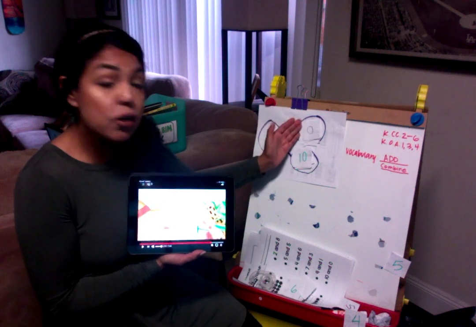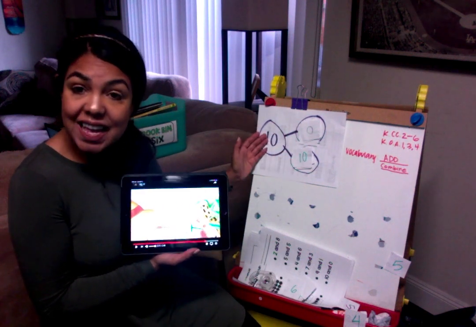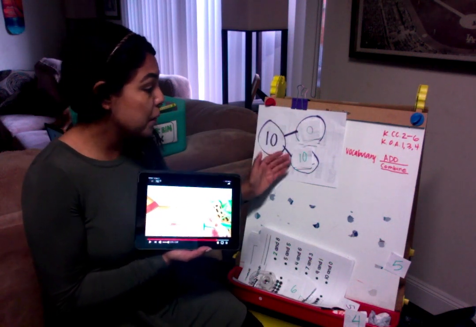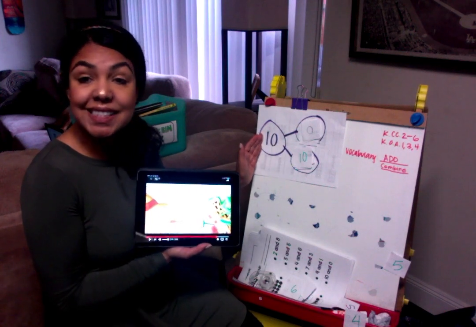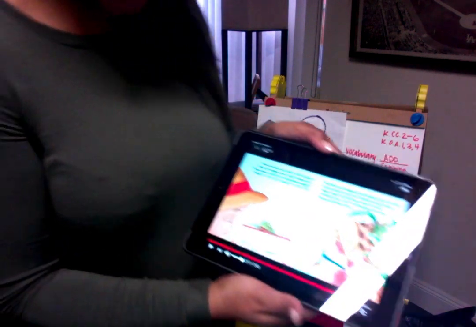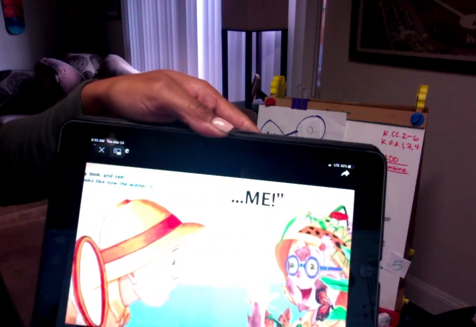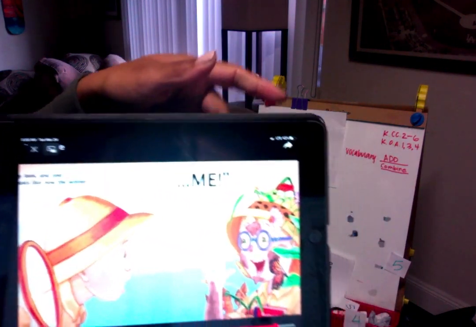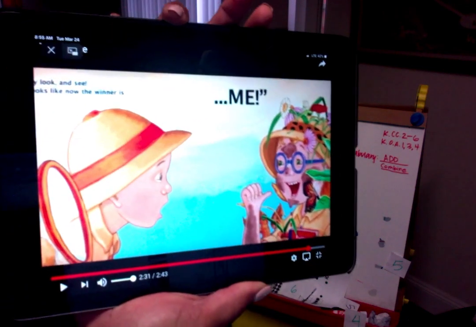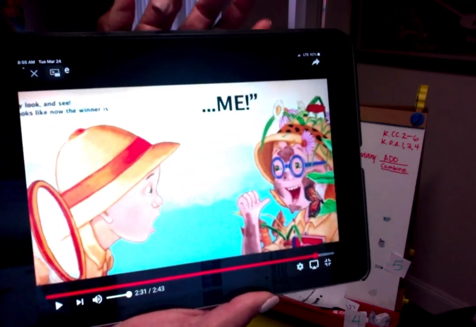Together, 0 plus 10 make 10. Good. 0 plus 10 equal 10. Good. Okay, let's find out who won. I can't wait to see who won. Well, it looks like now the winner is me! The little girl won! Yay!